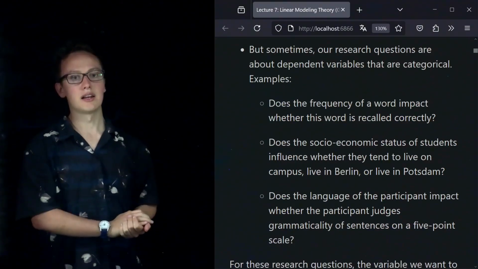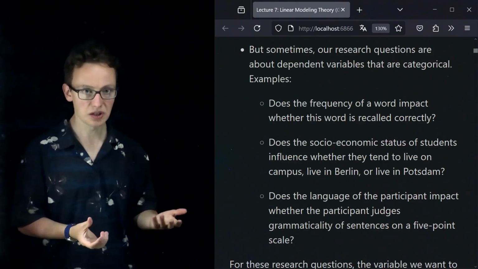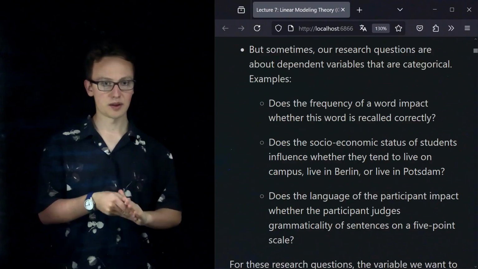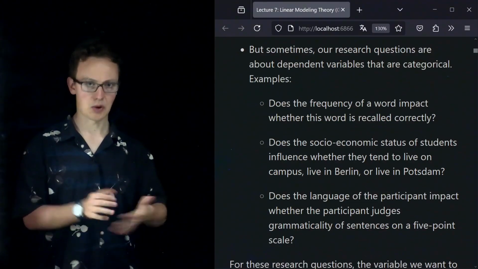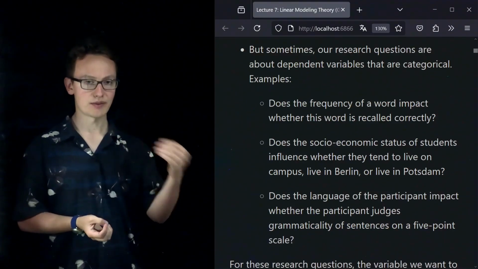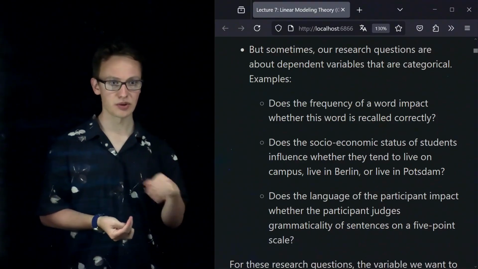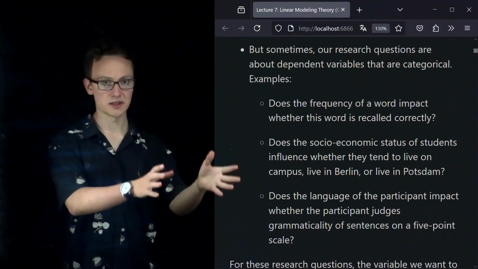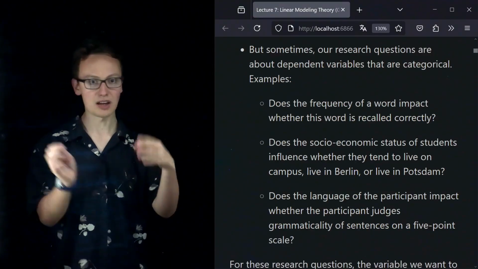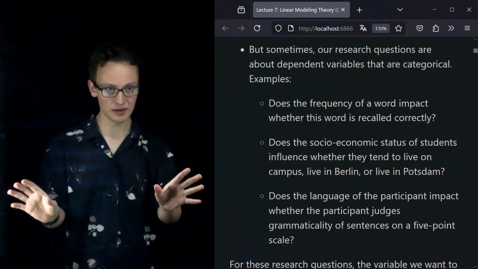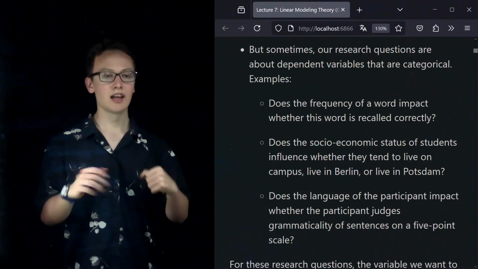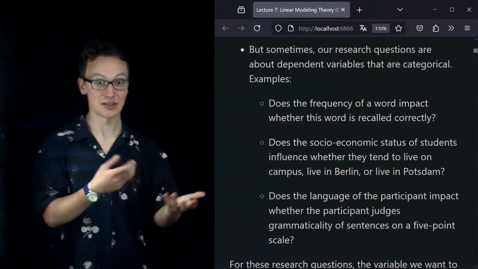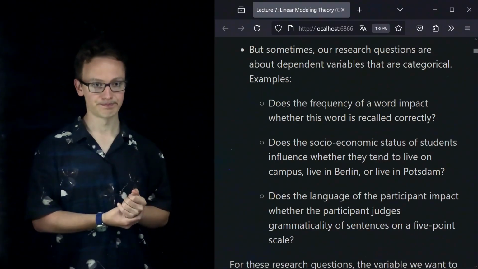Another example, let's say you're doing a sociological survey of students at Uni Potsdam, and you're trying to find out whether the socioeconomic status of a student, however you quantify that exactly, has an effect on how likely a student is to live either on campus in Golm or in Berlin or in Potsdam. So now your DV would be the location of residence with three levels: campus, Berlin, or Potsdam. And that is what you are interested in now as the outcome, right? And what you want to potentially find an effect on.